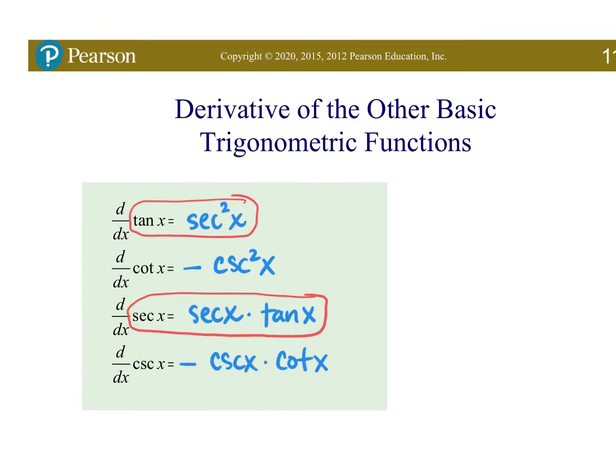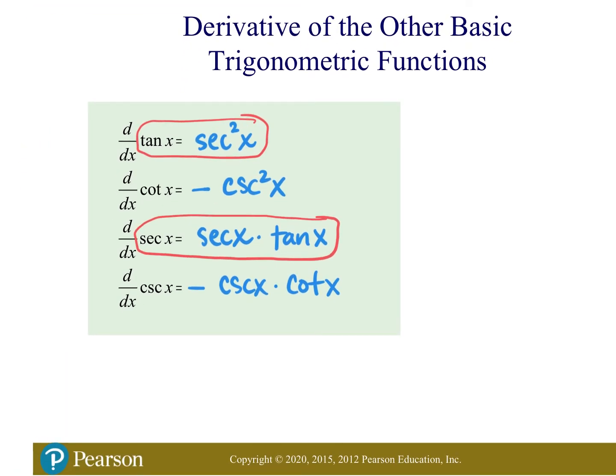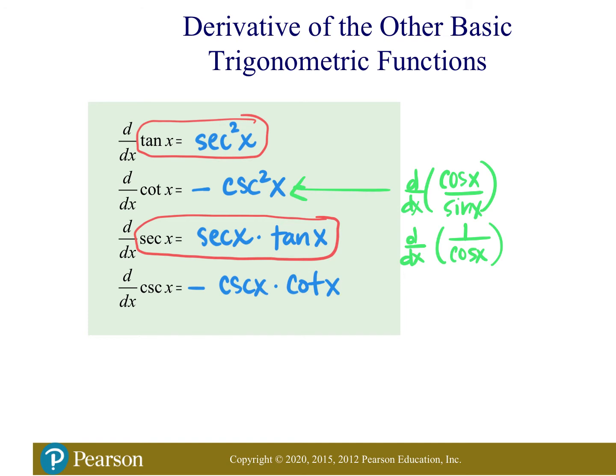Okay, any of these can be proven if you take the derivative of their identity. So how would you take the derivative? What identity would you use for cotangent? Cosine over sine? Yeah, you'd do cosine x over sine x, and you take the derivative of that using the quotient rule. That'll get you this one. Okay, if you wanted to do secant x, what would you take the derivative of? What's its identity? 1 over cosine x, and then you would use the quotient rule on that. And that would match up to this one.